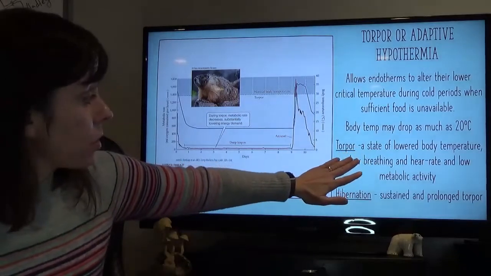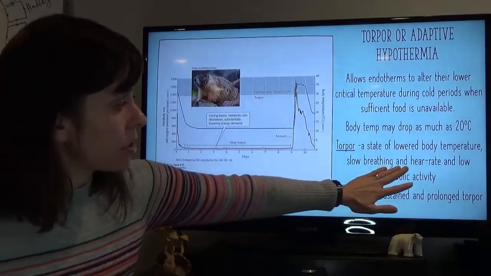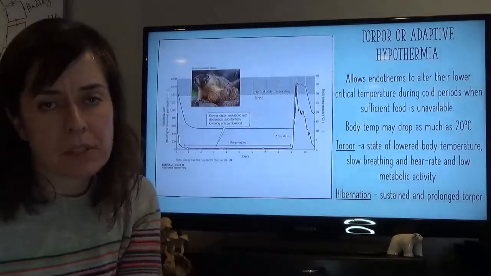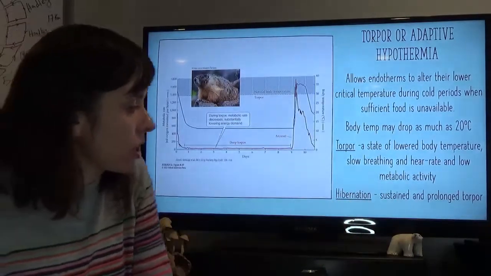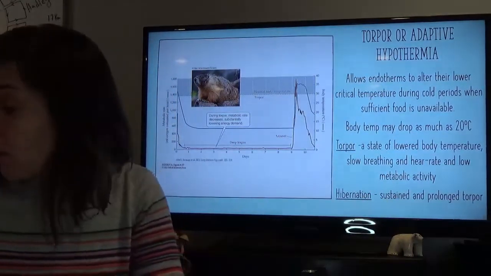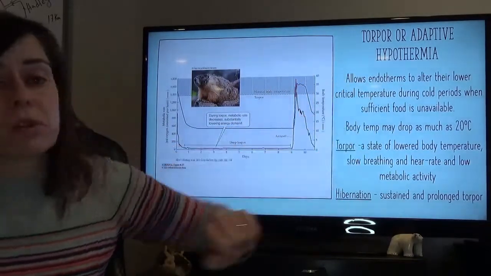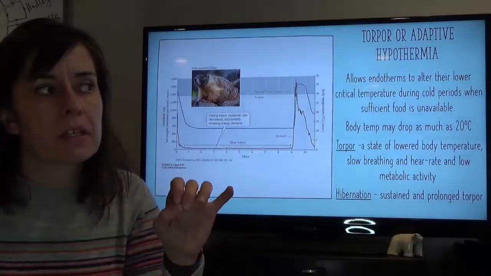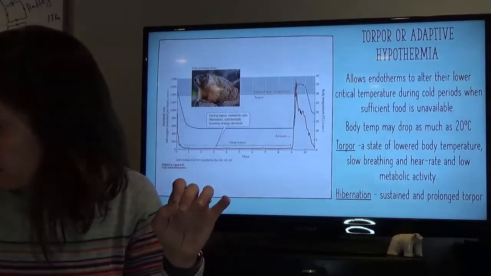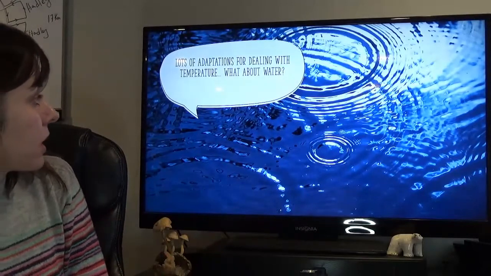Okay, so just a couple of definitions here. Torpor is a state of lowered body temperature, slow breathing, I should say heart rate, not hear rate, and low metabolic activity. So everything slows down in the organism. Hibernation, in contrast, is a sustained and prolonged period of torpor. So this is another amazing way that endotherms are able to deal with these long cold winters that we sustain here. Okay, so we've seen lots of adaptations for dealing with temperature.